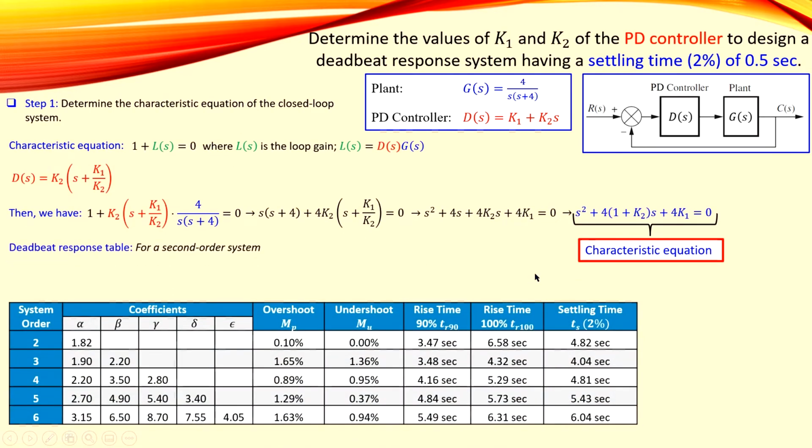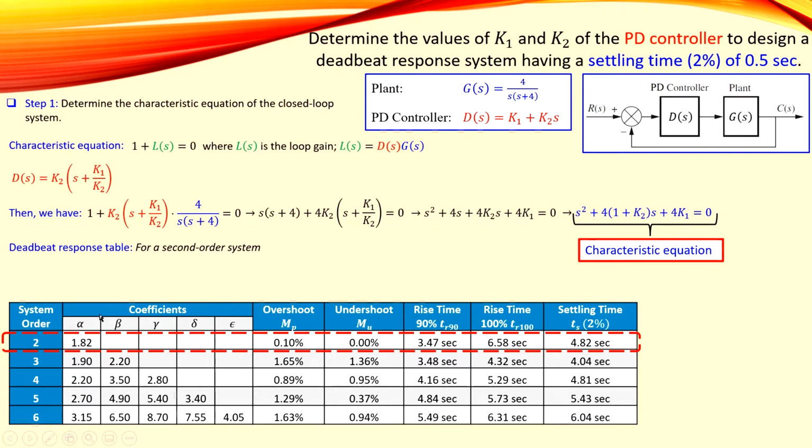So this is the deadbeat response table. In this particular case, for the second order system, we will use this first row here. What you can see is we have alpha as the parameter. If you, for example, had a third order system, you would also have an alpha and a beta. And for a fourth order system, you would have alpha, beta, and gamma. That will of course include the parameters for other orders.